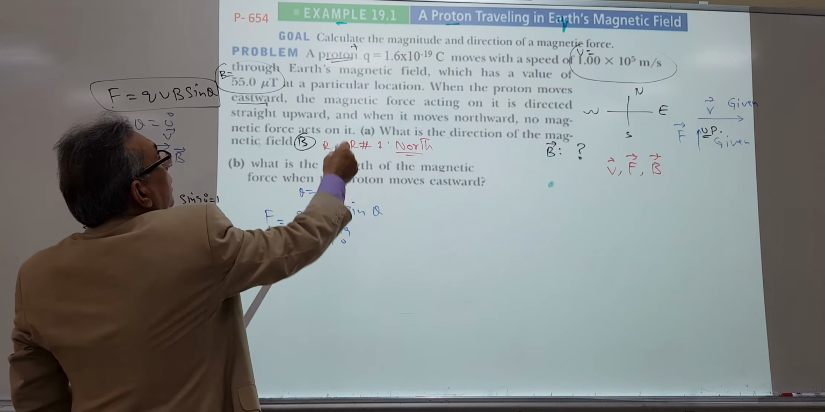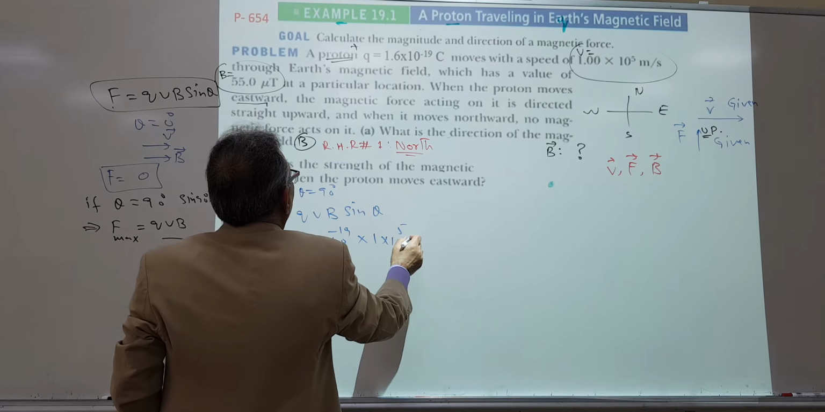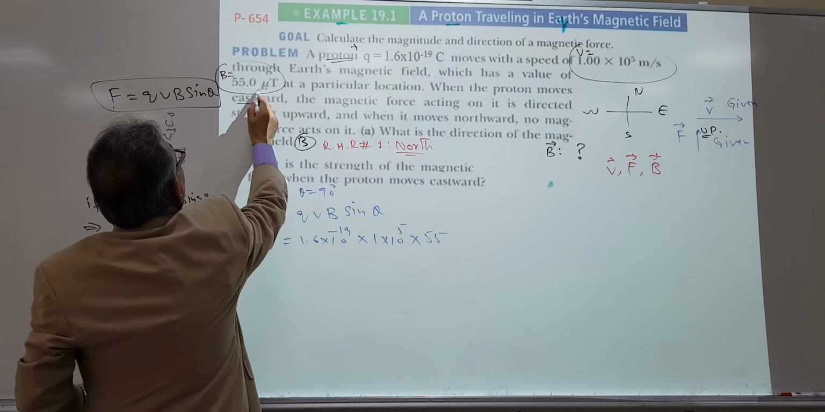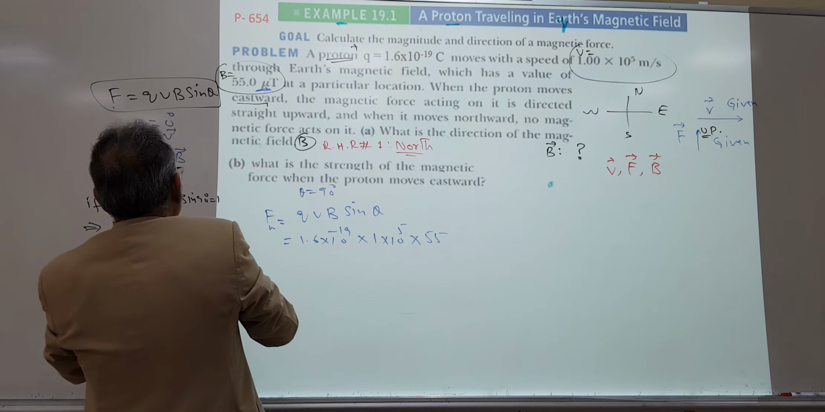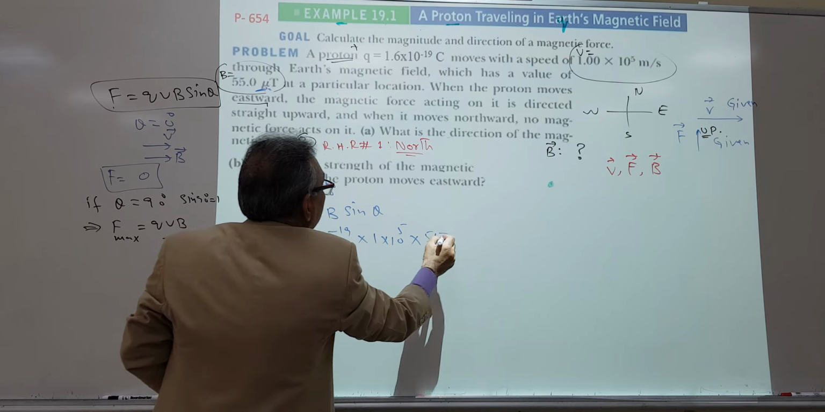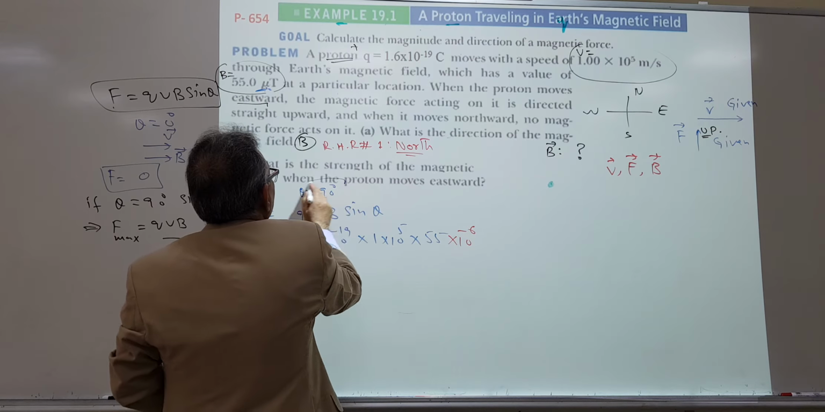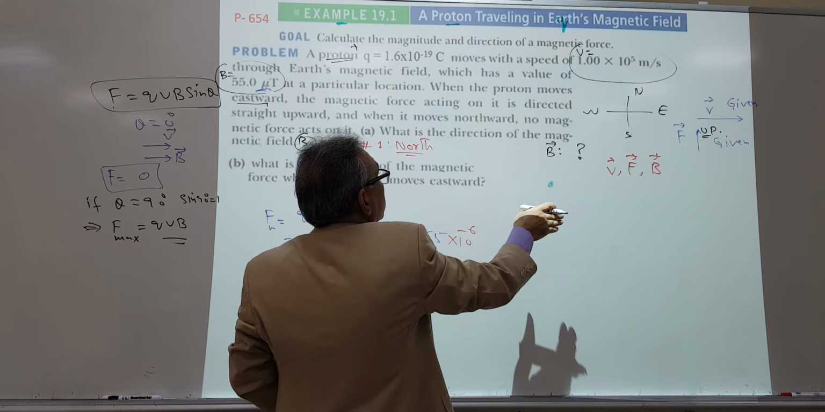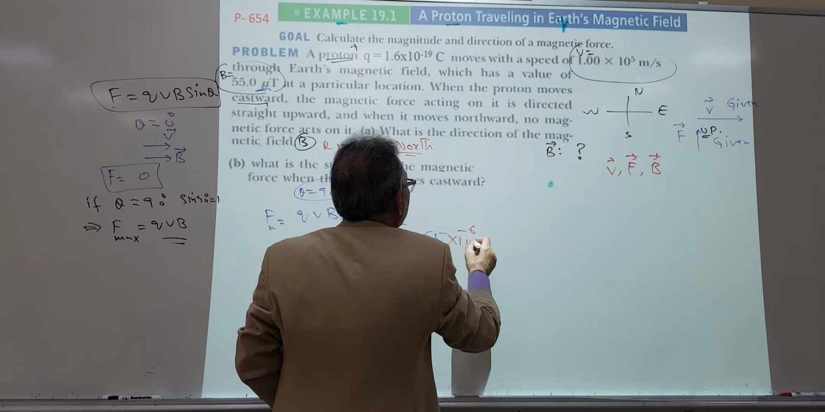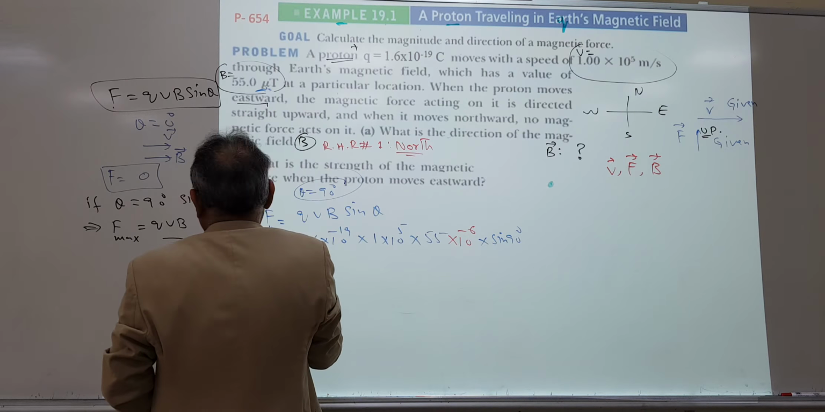It's given. Velocity is given, magnetic field is given, 55. Keep in mind, always convert to SI units. As I told you, the SI unit for magnetic field is Tesla, so micro is 10 raised to power minus 6. Theta is 90 between velocity in the east and magnetic field in the north. So 90 degrees. Sine 90 will be 1, by the way.